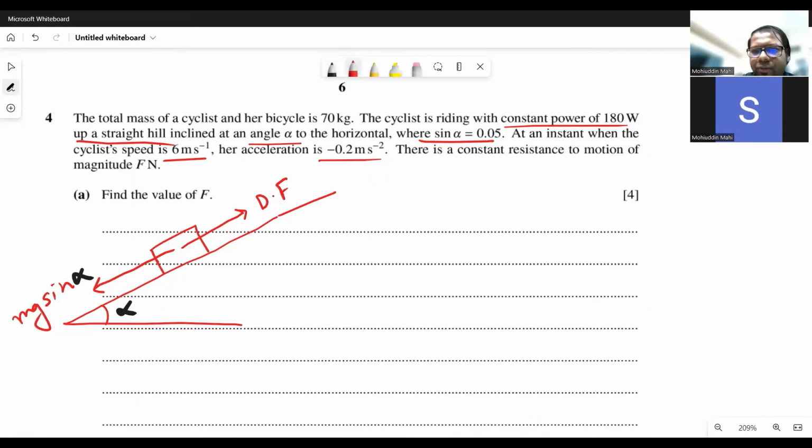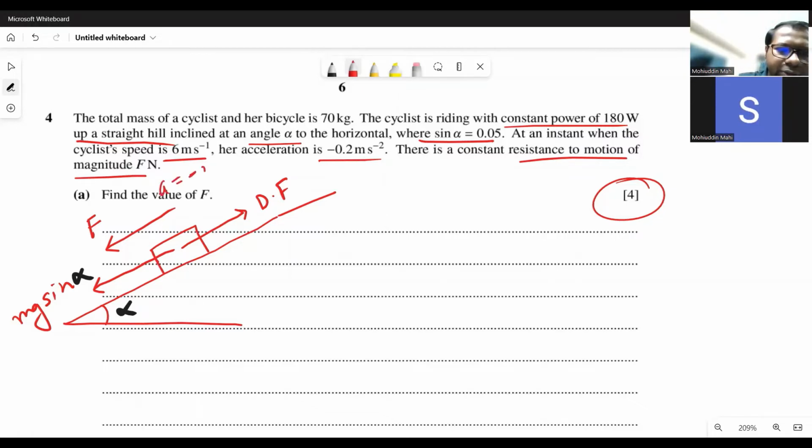And there is a constant resistance to motion of magnitude F Newton. The value of F we don't know yet, we have to find it out in the question. In question A, the total mark is 4, so that means we have to do 3 to 4 steps to find the final answer. And the acceleration is given as minus 0.2 meter per second squared, so it's actually decelerating in the upward direction.